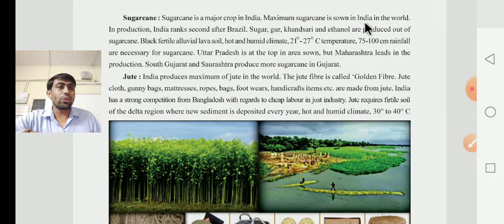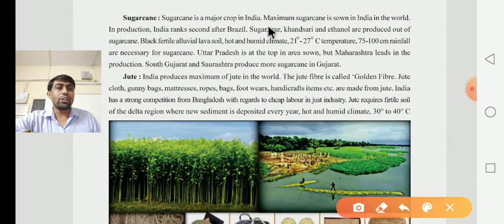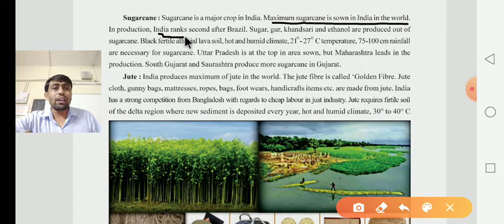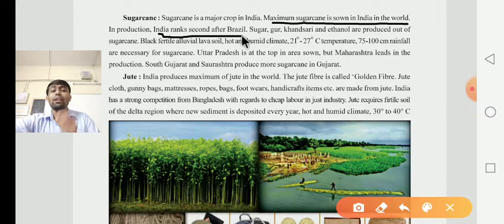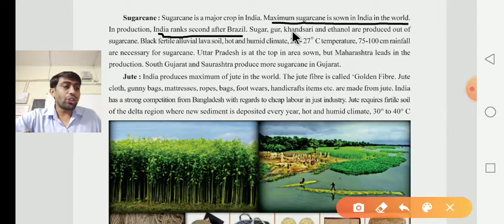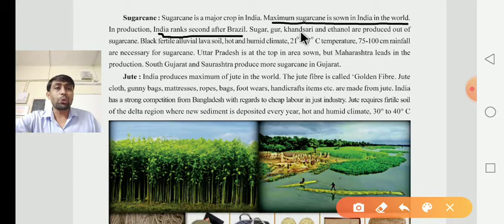Maximum sugar cane is shown in India in the world. What do they say, dear children? They say that the maximum sugar cane is shown in India in the world. In production, India ranks second after Brazil. If you see the rank-wise list, India ranks second after Brazil in the production of sugar cane. Now which things are produced out of sugar cane, dear children? Sugar, gur it means gold, khandshari and ethanol are produced out of sugar cane.